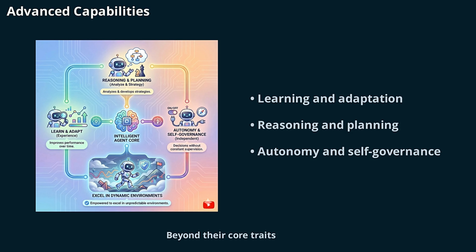Beyond their core traits, intelligent agents may possess advanced capabilities. They can learn and adapt from experience, improving their performance over time. Reasoning and planning allow them to analyze situations and develop strategies. Autonomy and self-governance enable them to operate independently, making decisions without constant human supervision. These features empower agents to excel in dynamic, unpredictable environments.